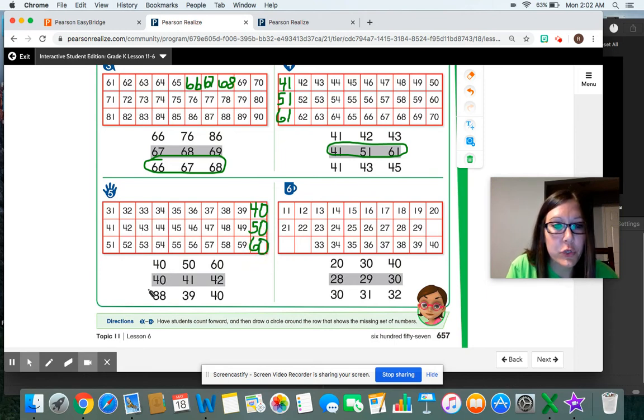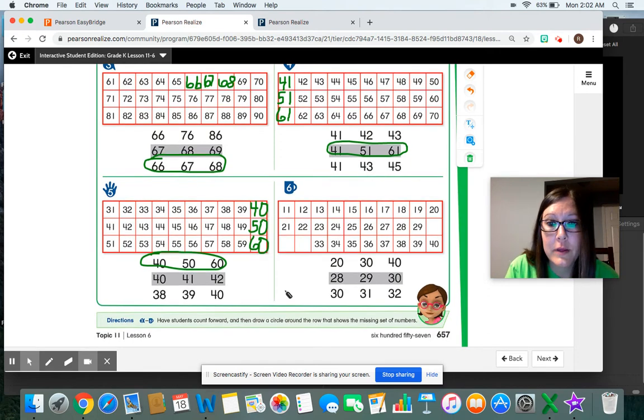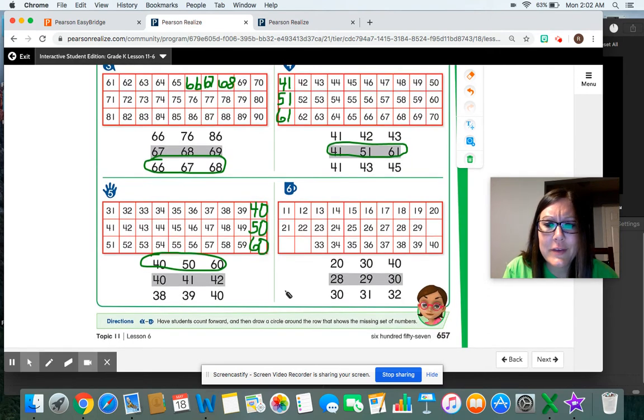All right, and which group shows 40, 50, 60? There it is up at the top. Circle that group of numbers because that was the missing group. Oh boy, for number 6 coffee cup, they're trying to trick us. Don't let them trick you, mathematicians.